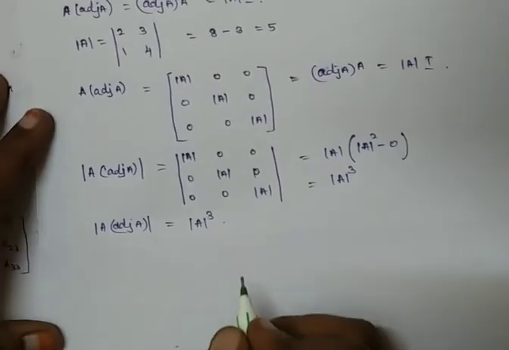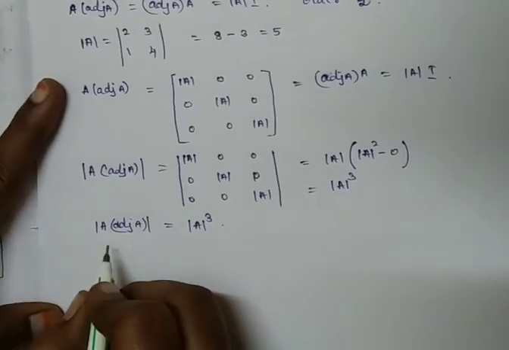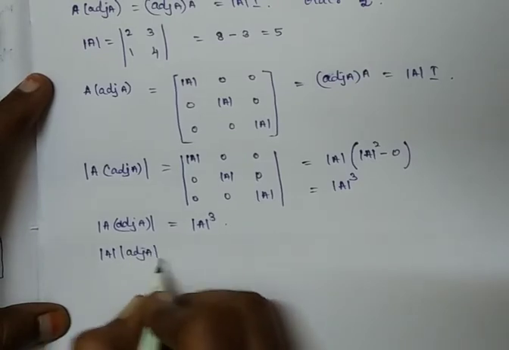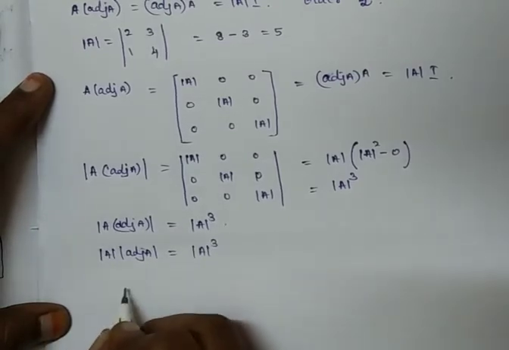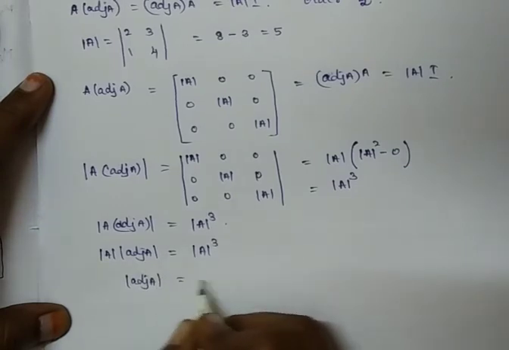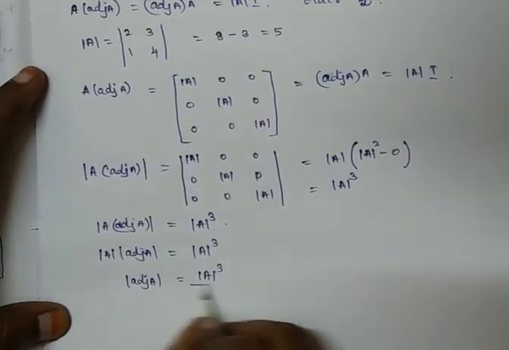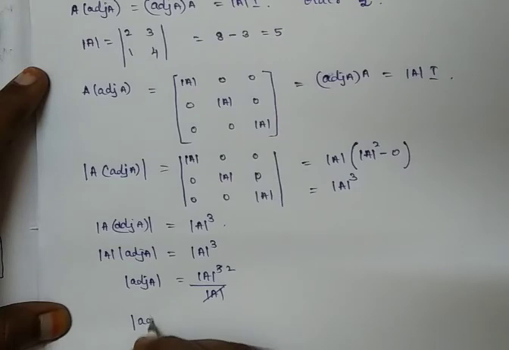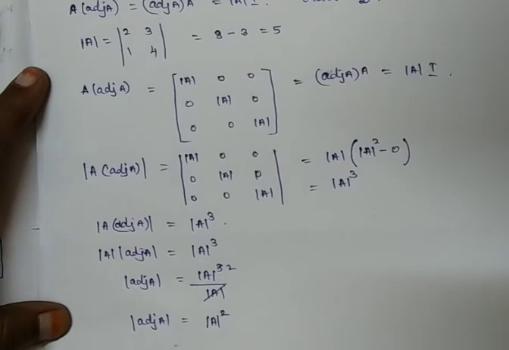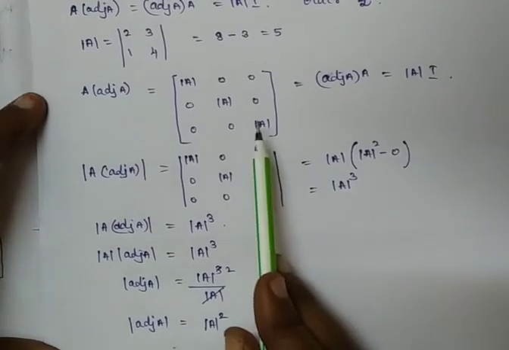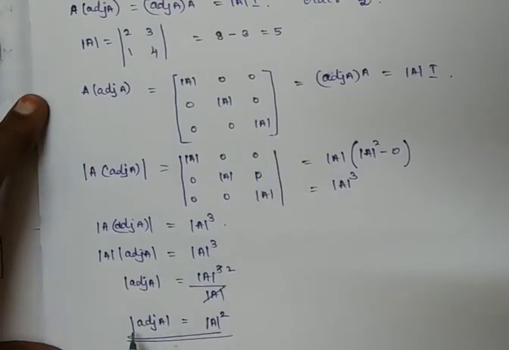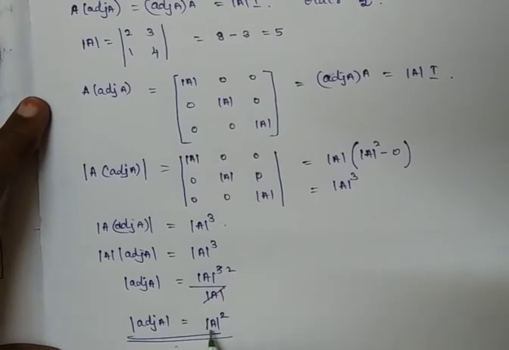Now see here, this determinant we can apply separately. Determinant A into determinant of adj A is equal to determinant of A cube. Now keep the adjoint A this side: it is equal to determinant of A cube by determinant of A. So one time cancels. So determinant of adjoint A is equal to determinant of A square. Now see here, I have taken the 3 cross 3 matrix and I got the answer as determinant of adj A equal to determinant of A square.